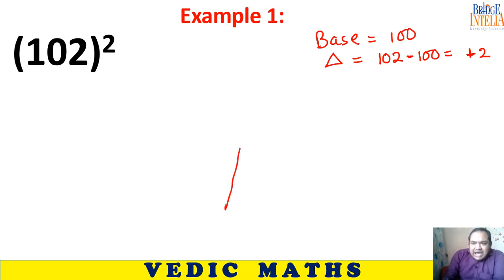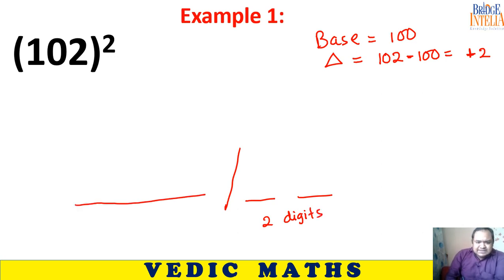Now, what is the shortcut? How many zeros are there in the base? Base has 2 zeros. So, create 2 blank spaces here. 2 blank spaces means you have to write 2 digits here. You can write only 2 digits here. And here create 1 single blank space. Here any number of digits can be written. But here only 2 digits can be written, 2 blank spaces.